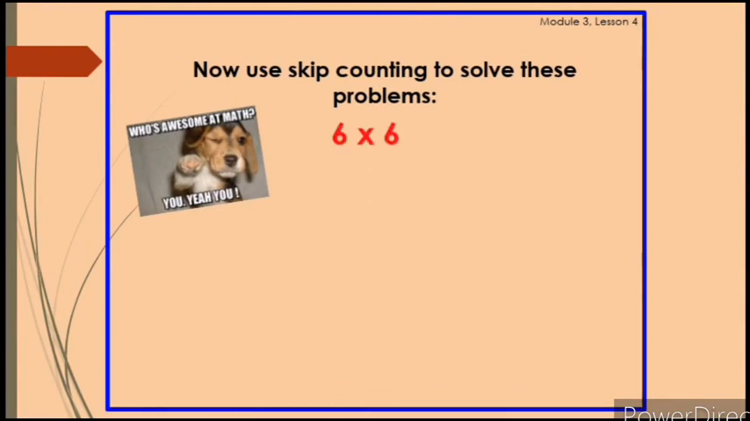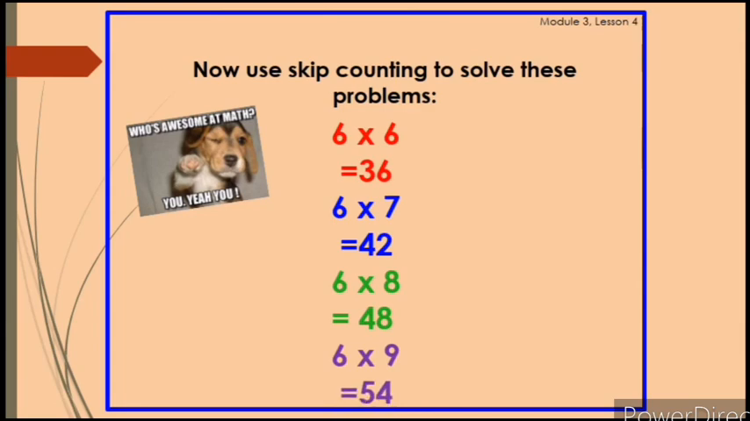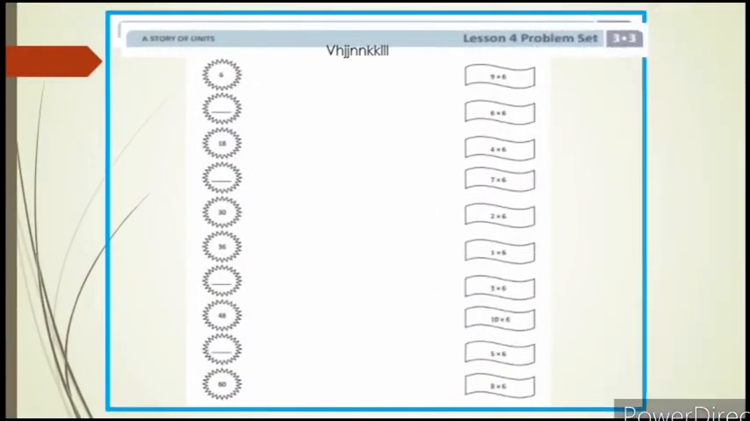Now let's use skip counting to solve these problems. 6 times 6 is equal to what? Yes, 36. 6 times 7, 42. 6 times 8, 48. And 6 times 9 is what? 54. That's wonderful. This has been a very interesting class, and I know you will be excited to answer the questions in your problem sets.